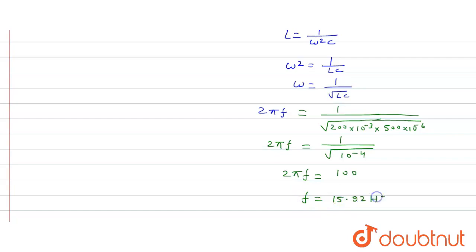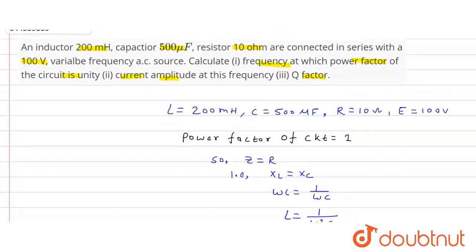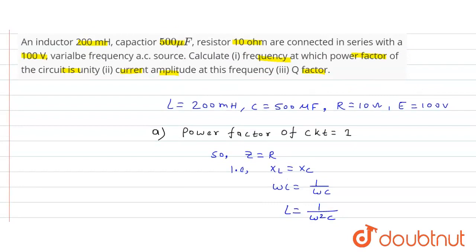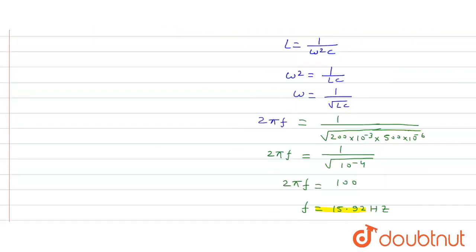So from here, the frequency F is equal to 15.92 Hertz. This is the value of frequency. This is part A. Now move on to part B. We have to calculate the current amplitude at this frequency.